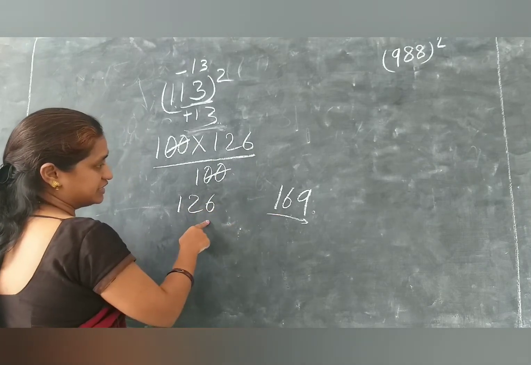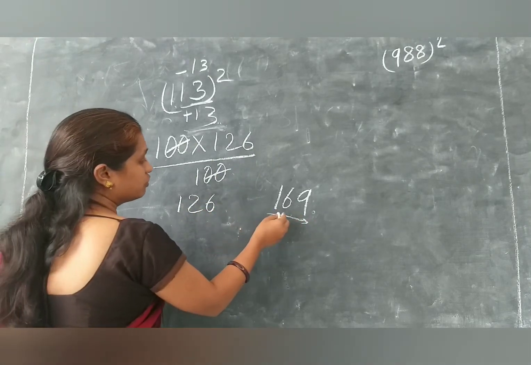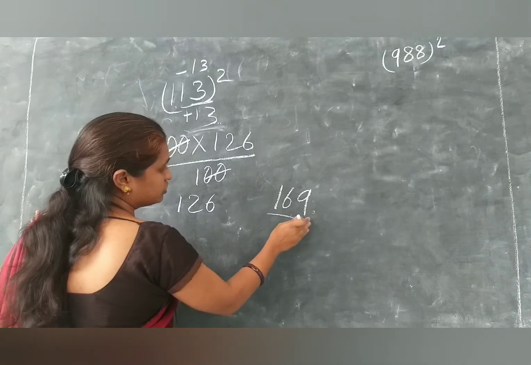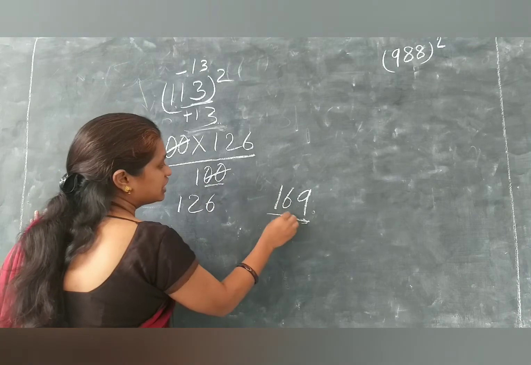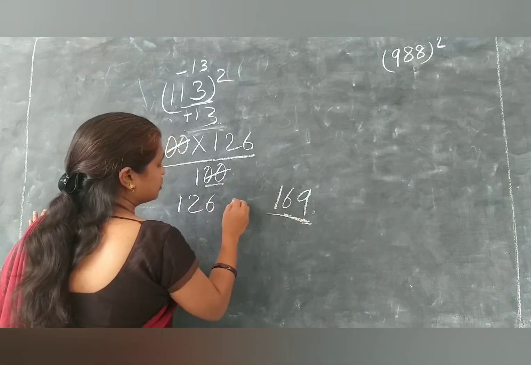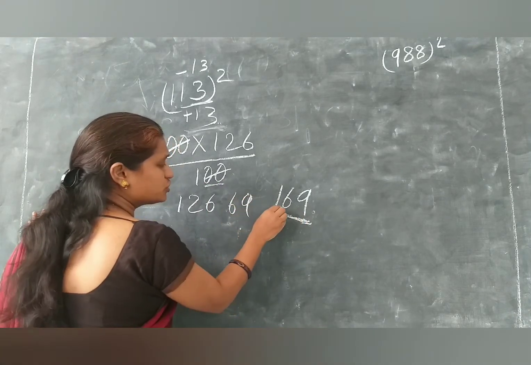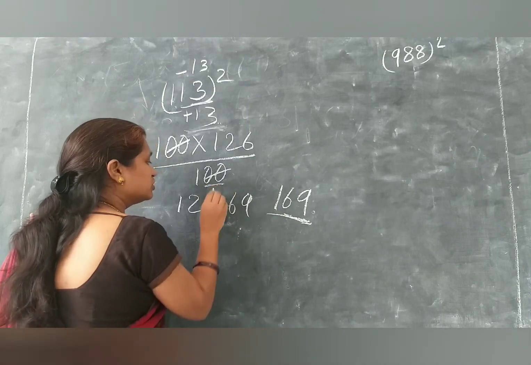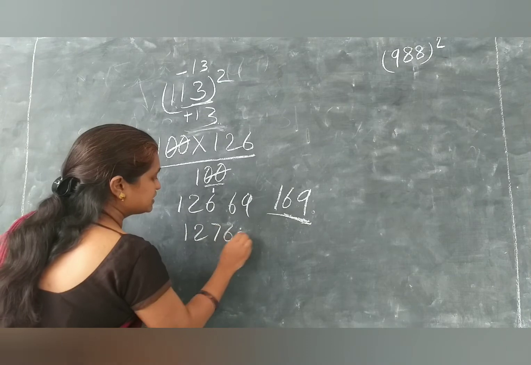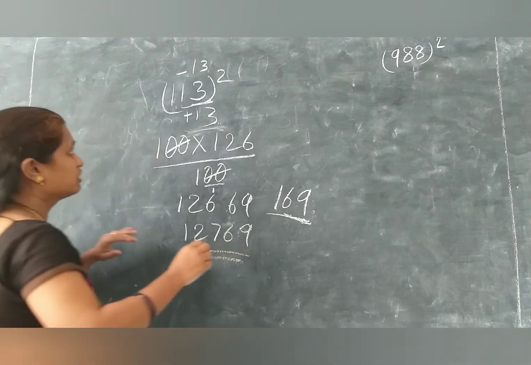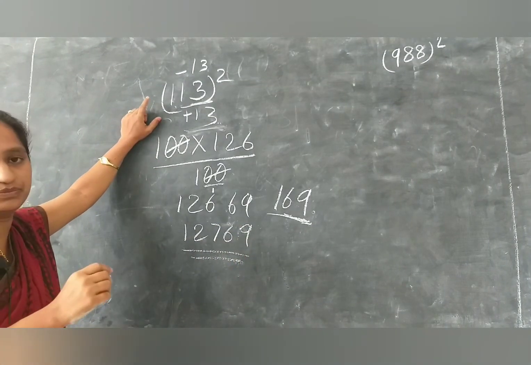Now 126, 169. So I'm going to write down these 2 digits here because I have taken 2 zeros. Let's write down 2 digits. Okay, 69. And where should I write this one? 1 should be on the top of 6. Now see here, 1, 2, 7, 6, 9. This is your square of 113.